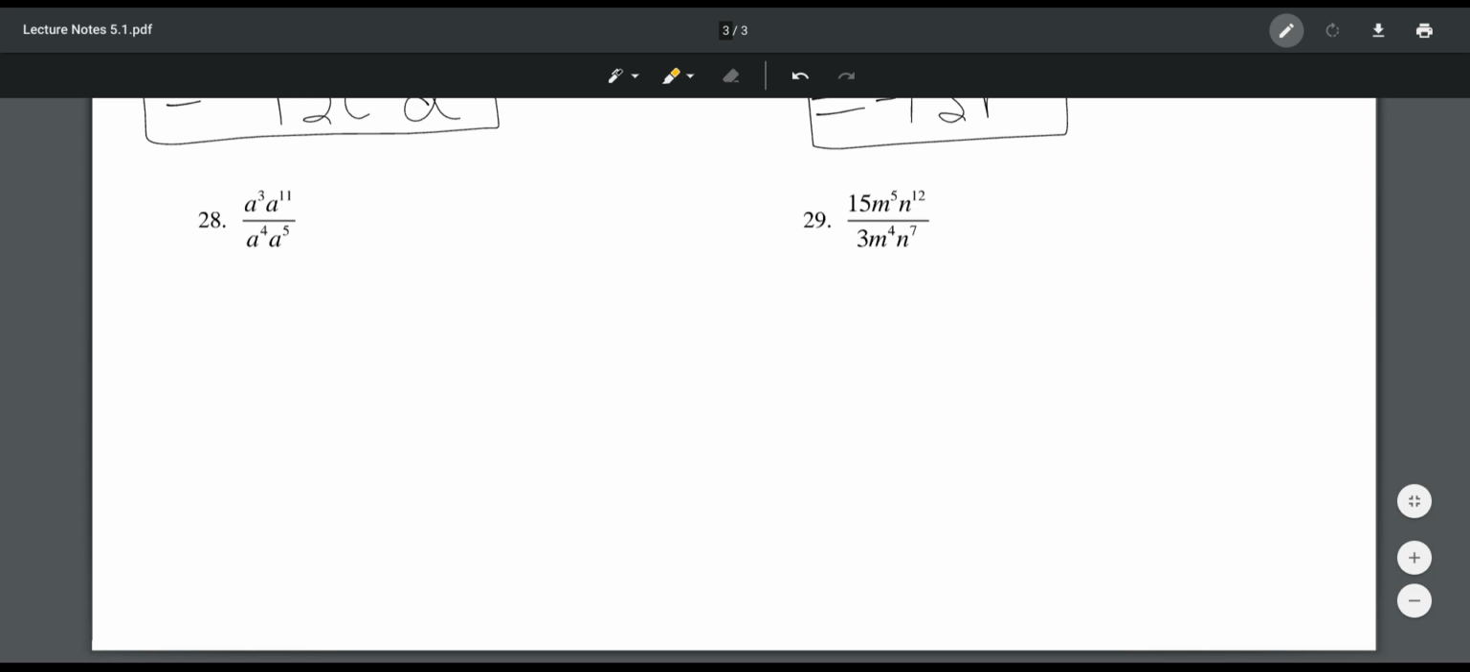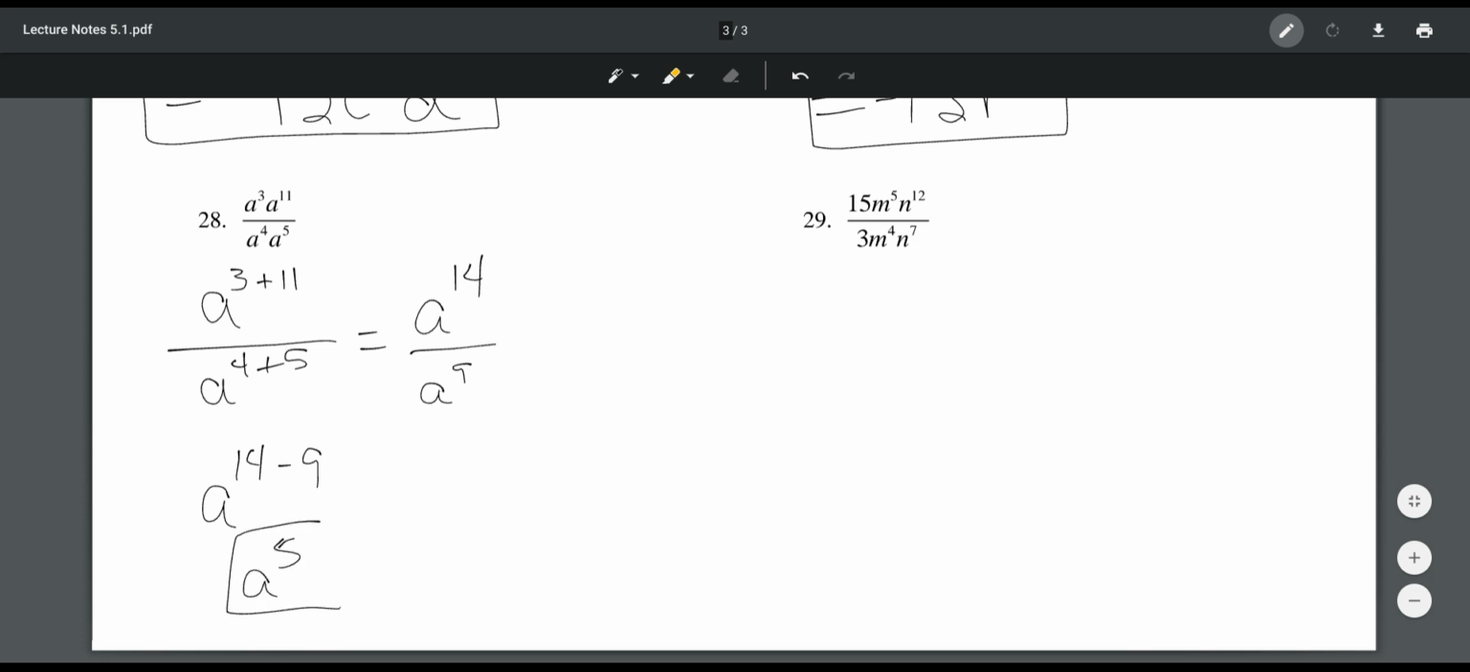For numbers 28 and 29, if you notice, we are doing the division property. So in number 28, since I have a to the 3rd times a to the 11th on the top, and I have an a times an a on the bottom, I'm going to apply the multiplication property. So I'm going to be thinking a to the 3 plus 11 over a to the 4 plus 5. That gives me a to the 14th divided by a to the 9th. Now I should be thinking a to the 14 minus 9, apply the division rule, and I end up with a to the 5th power as a final answer.